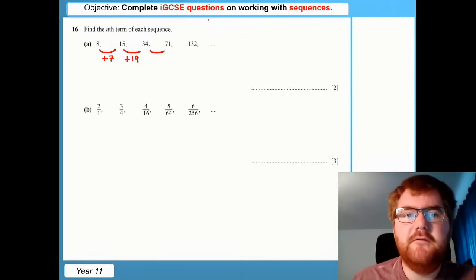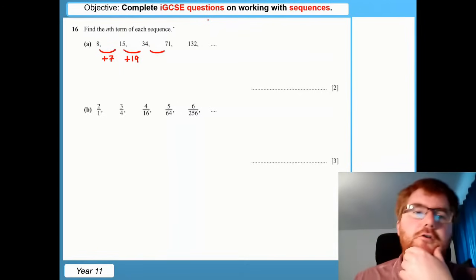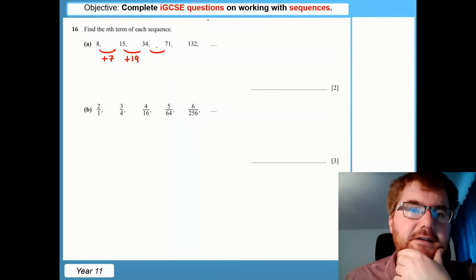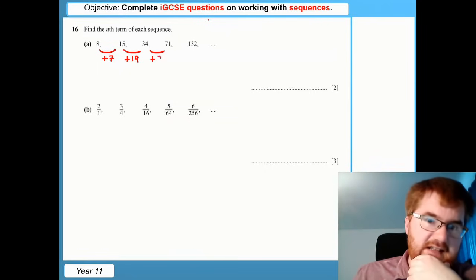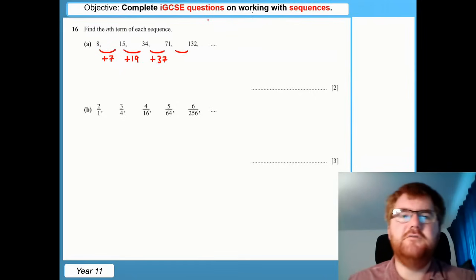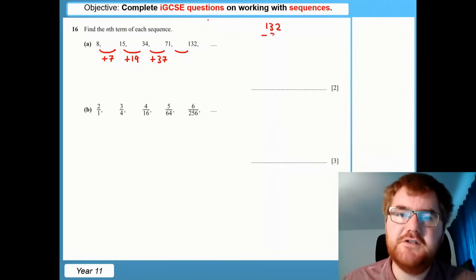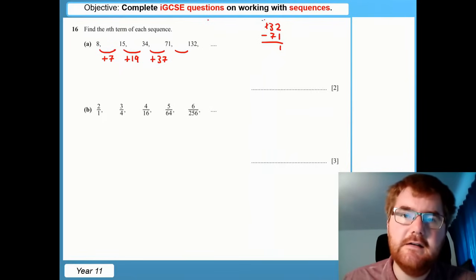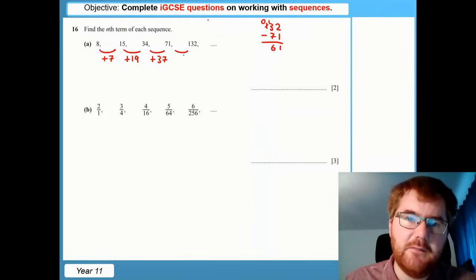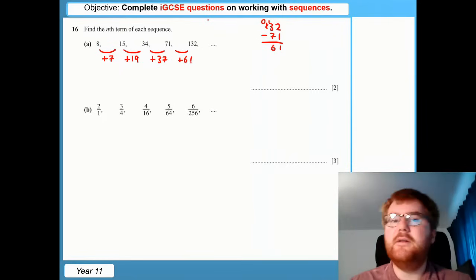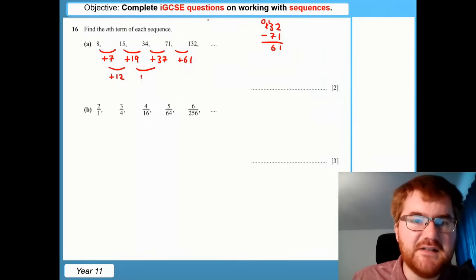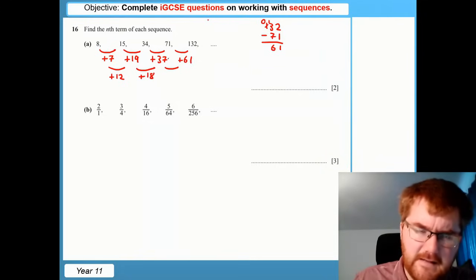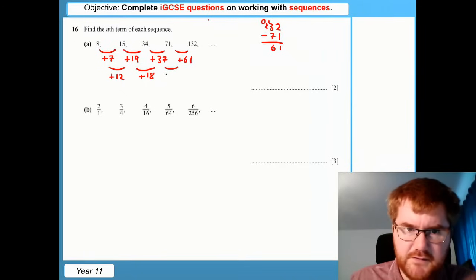At this point, we want to find the difference between 34 and 70. That's going to be 37. And then 132 minus 71. Again, you can always just work this out the old-fashioned way using the standard methods, and then we get plus 61. Now we look for the next difference. So here we've got a plus 12. Then we have a plus 18. And then we've got a plus 24.